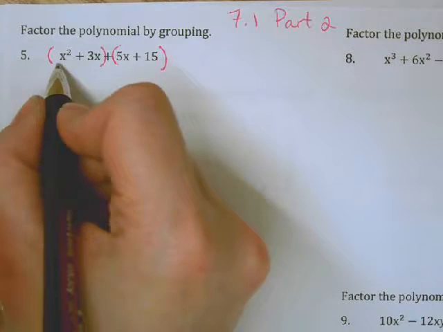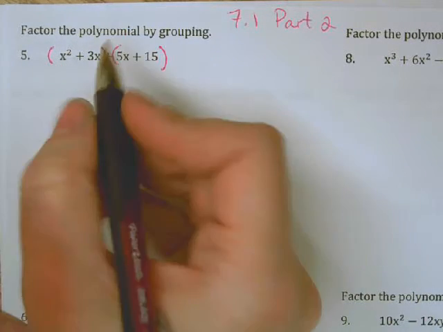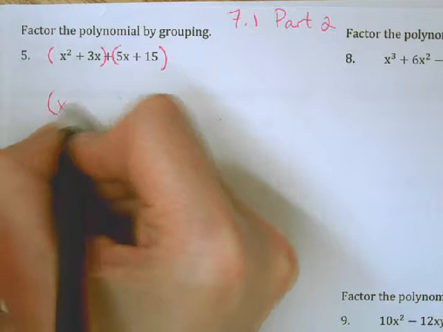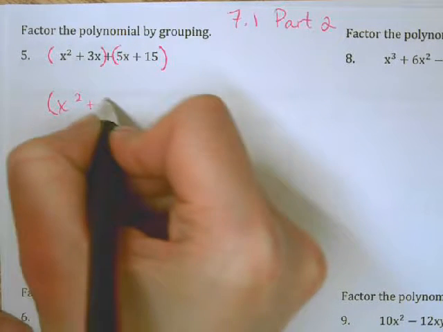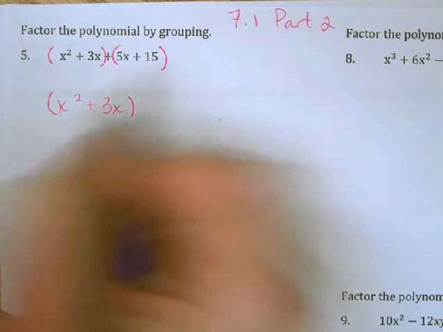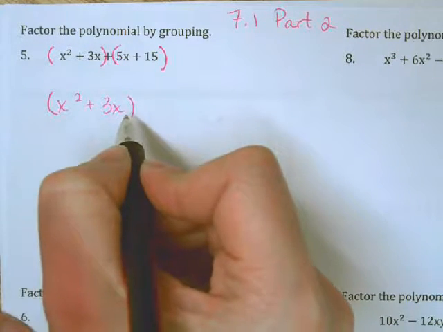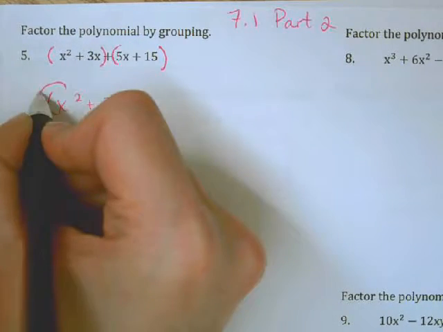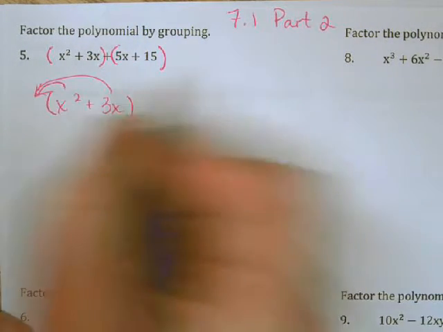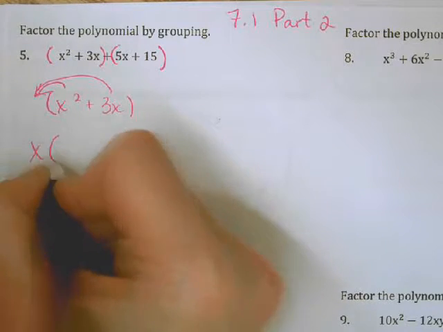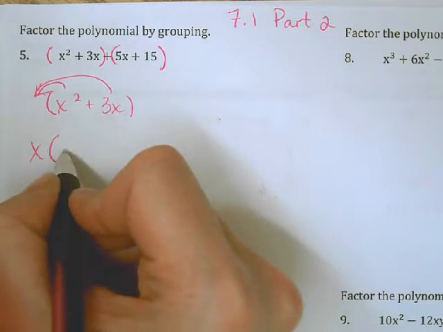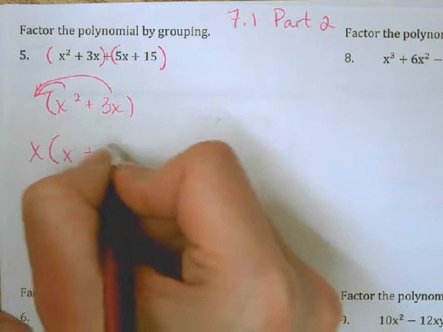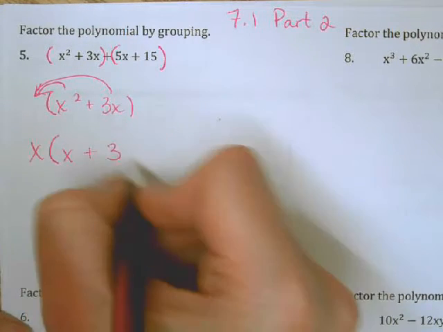So if we take x squared plus 3x, I'm just rewriting a little bit larger. Both of those can be divided by an x. So I can take an x out of both of those. So what I'm going to have here is x times x to give me x squared, and x times 3 to give me 3x.